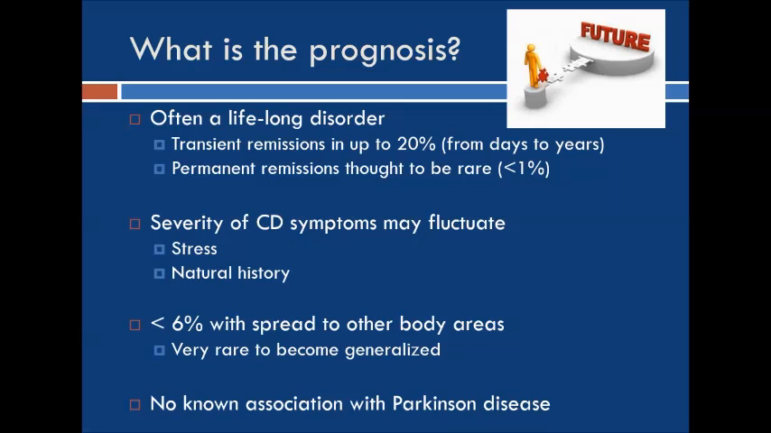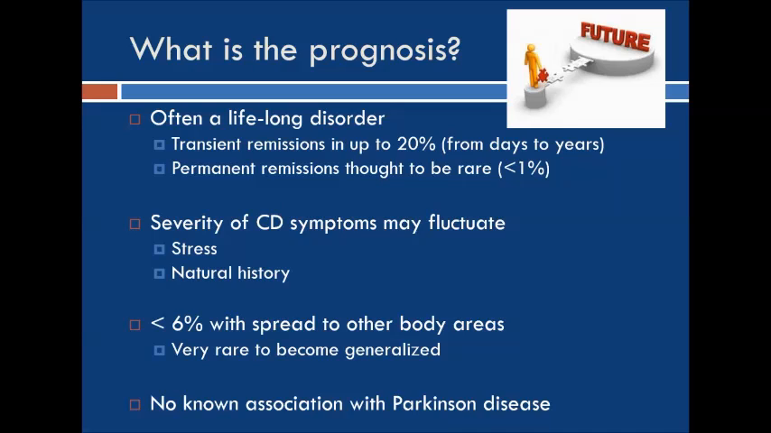Many people will also ask me, well, is this going to affect my entire body? And the answer is no. Typically less than 6% have spread of the dystonia to other body areas. So it's very, very rare to become generalized dystonia when you start with cervical dystonia. So overall, it tends to affect one body area, and really in adults to stay in that area, although again fluctuating in severity.